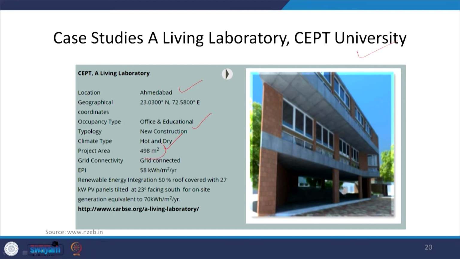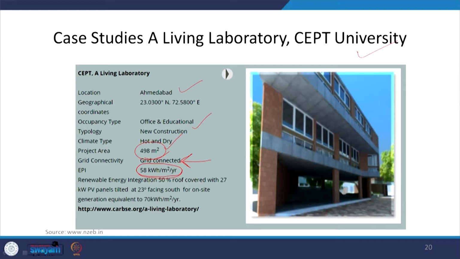The total area is approximately 500 square meter, and it has grid connectivity. It is not off grid. So, the first thing that they did was to reduce the EPI, Energy Performance Index of the building, and they brought it as low as 58 kilowatt hour per meter square per year.